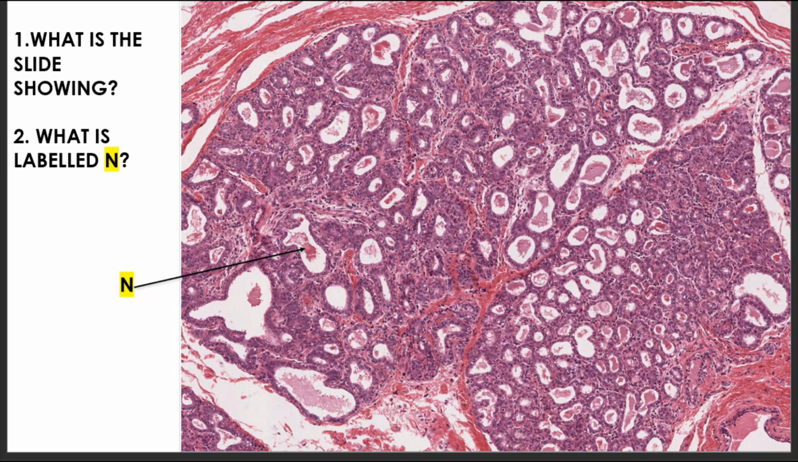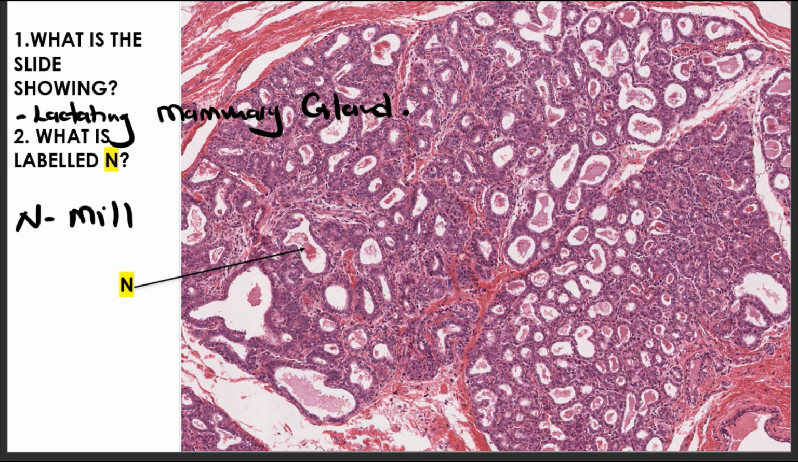What is the slide showing? This is a lactating mammary gland. Mammary glands. And what you find in N is simply milk. It is colloid material. So that's simply milk. The mammary gland is secreting milk.